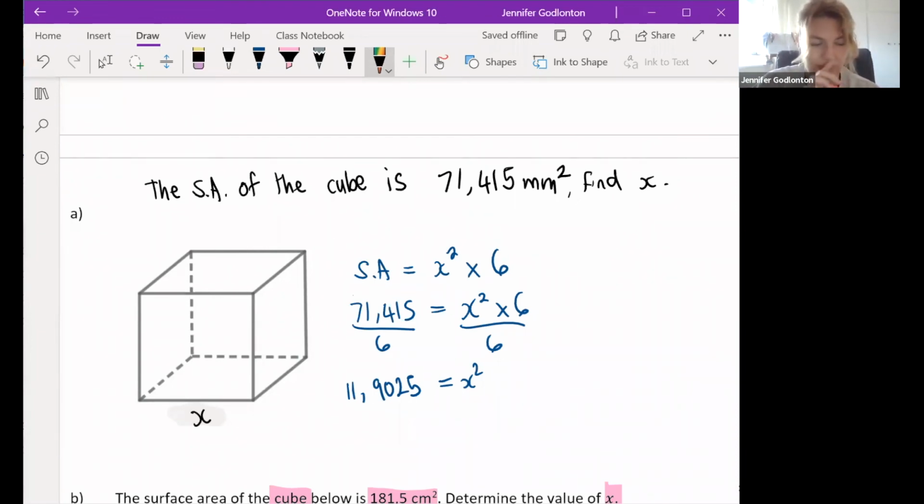Okay, ma'am. And then after you square rooted that, you will get an answer of 3,45. Beautiful. What are my units going to be? Millimeters squared. Yes. Oh, squared? I mean, cubed. No.